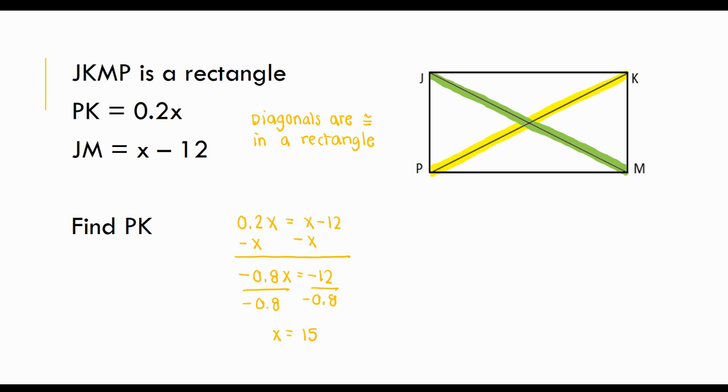Now, x is not what they were asking for. They want us to find the measure of PK. So I can find that length by taking my 0.2 and multiplying it by 15. So 0.2 times 15 is going to give us a length of 3. Okay, but we use that checklist that I have in the extra resources. Diagonals are congruent when we're talking about a rectangle.